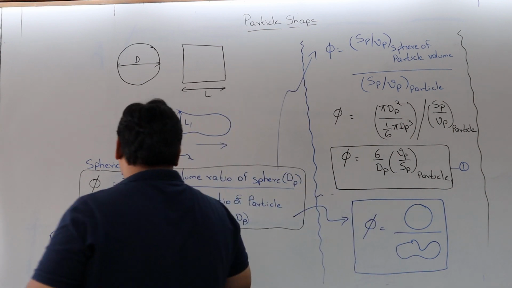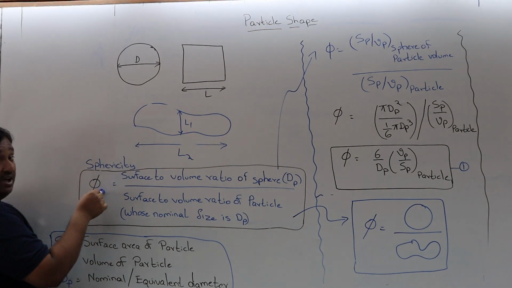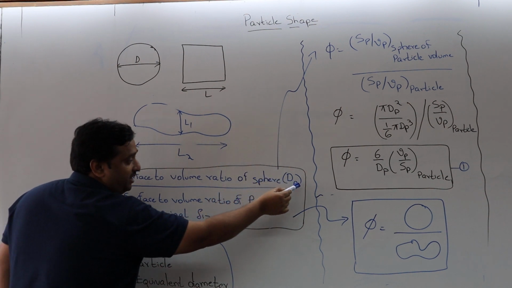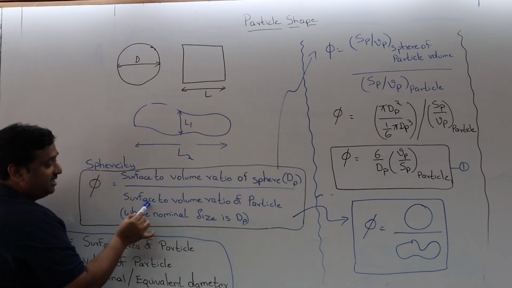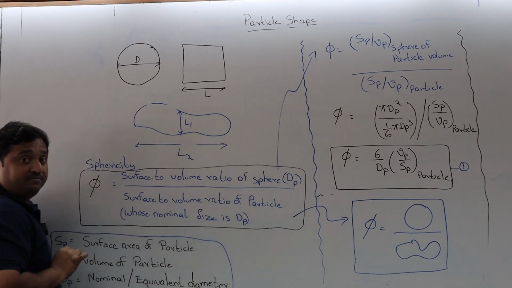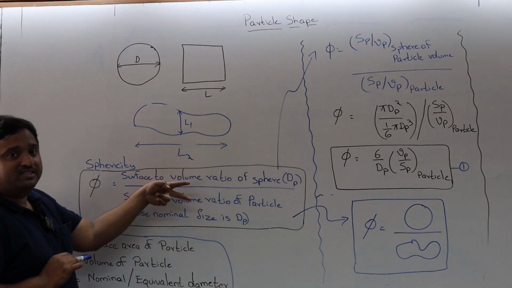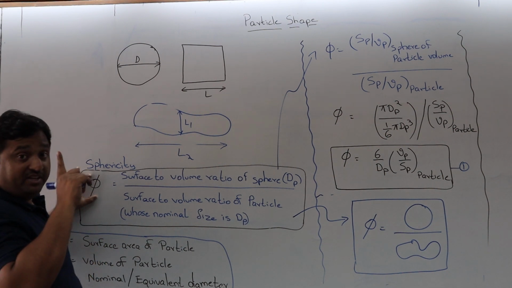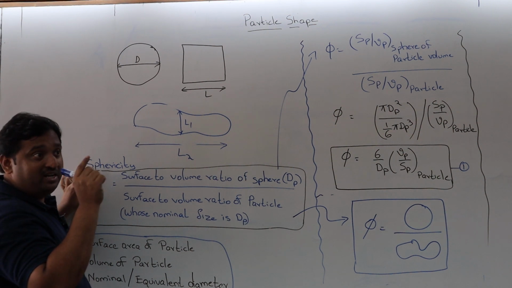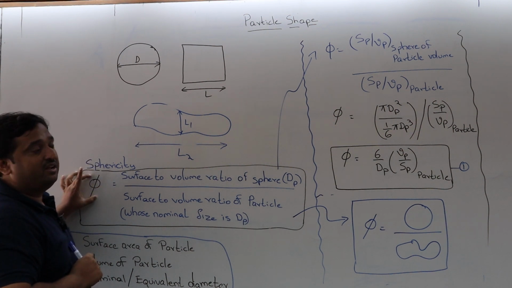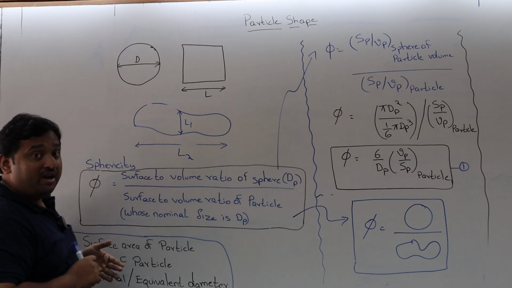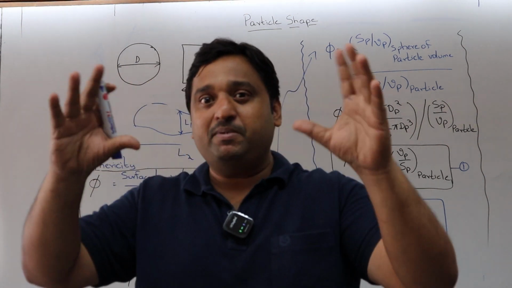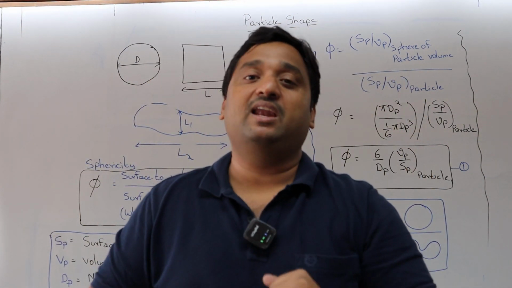According to the definition, sphericity, represented by phi, is the surface to volume ratio of a sphere of diameter dp divided by the surface to volume ratio of the particle. If you measure this ratio, you get a number, the sphericity. If it is 1, the particle is spherical in nature. If it is much less than 1, the particle is not spherical. For a random shape, the sphericity will be very low.